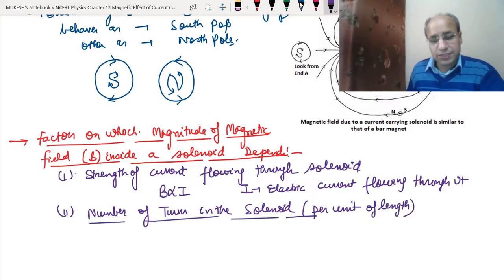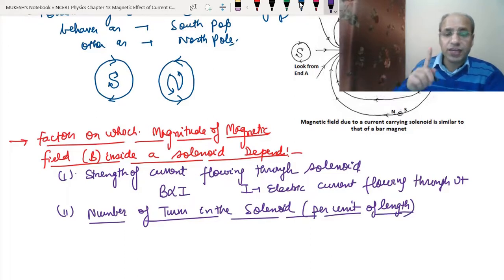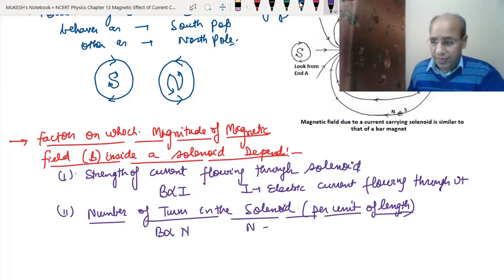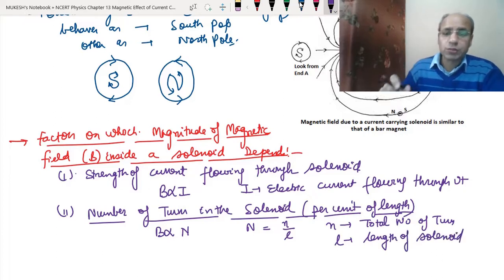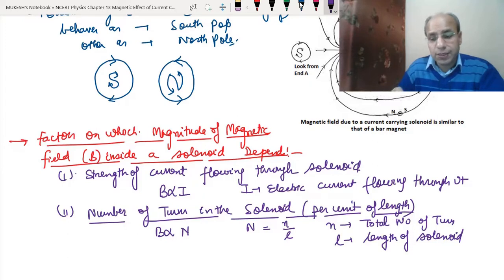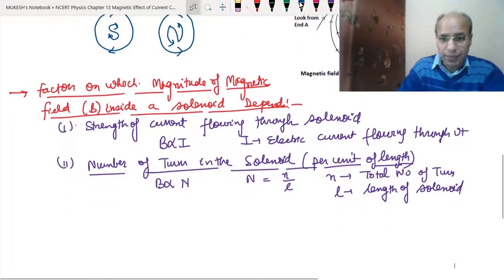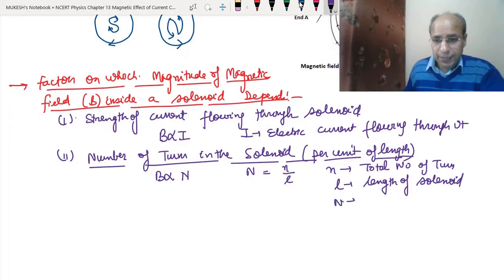Per unit of length means we can take either 1 centimeter or 1 inch. One unit we have to take. So that means B is directly proportional to N, where N is equal to n upon L. Small n means the total number of turns and L means the length of the solenoid. Suppose the length of the solenoid is 5 centimeter and there are a total of 100 turns, that means in 1 centimeter there are 20 turns. This is how we need to calculate the capital N, the number of turns per unit of length. I hope this is clear to you.